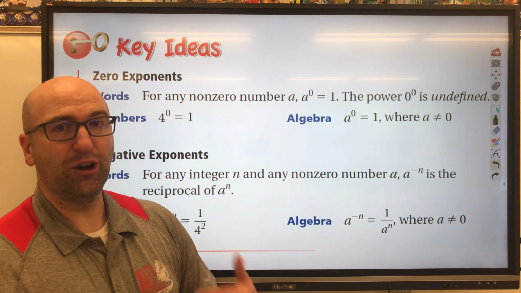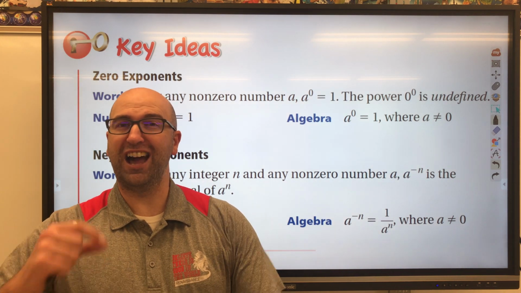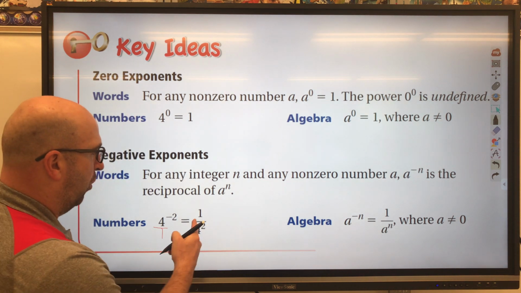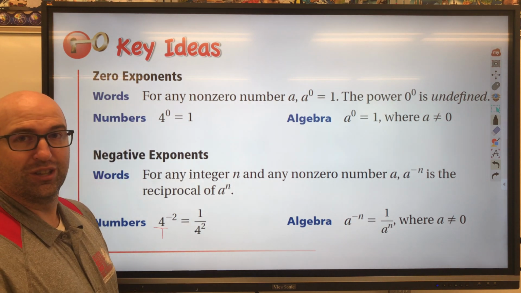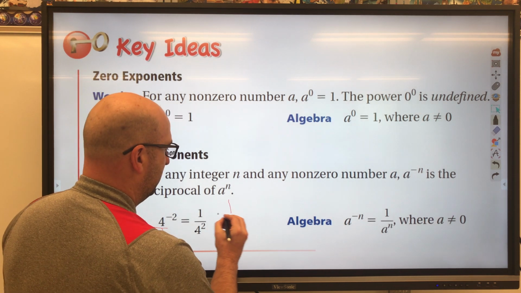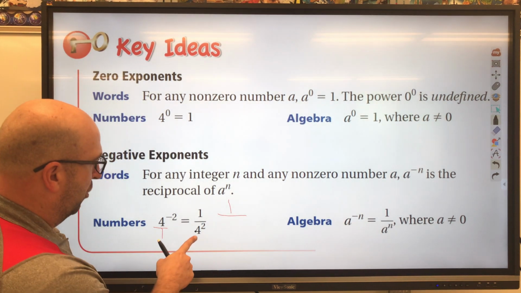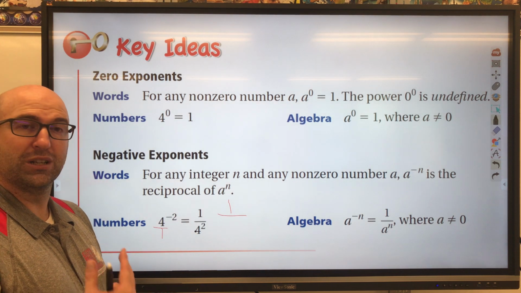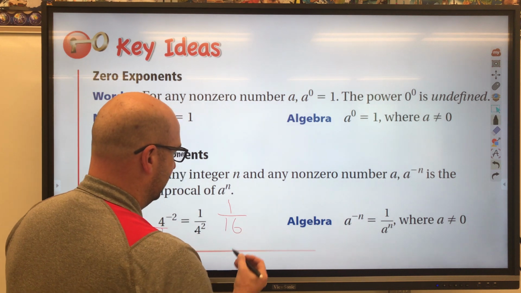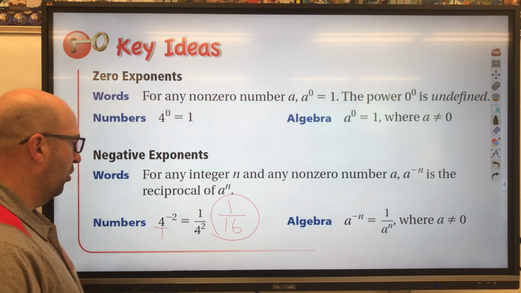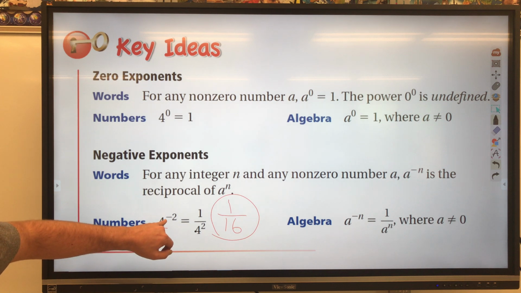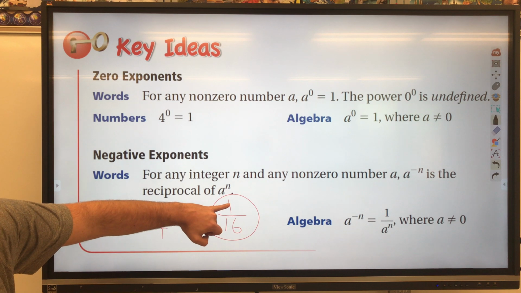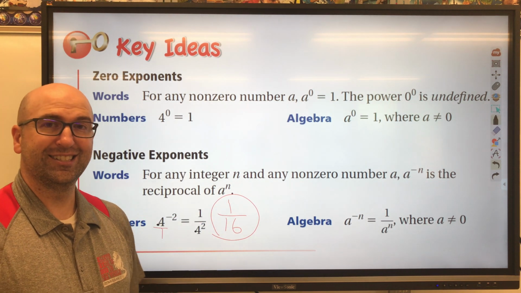Now if it's asking you to evaluate this, evaluate means solve. So we can still solve this. For 1 divided by 4 to the second power, we're going to keep that 1 up in the numerator, but we can solve this exponent, 4 squared. What is 4 squared? Well, that's 4 times 4, so it's 16. So our original 4 to the negative second power ends up being, when we evaluate the fraction, 1/16.